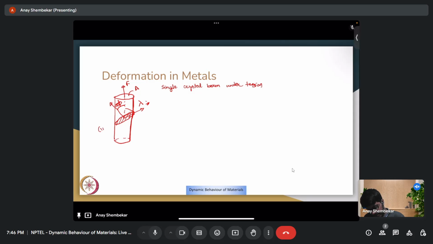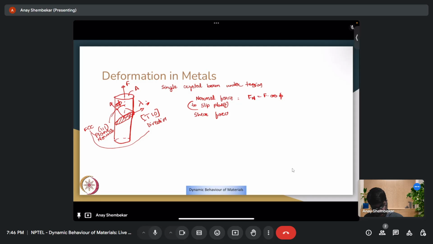For FCC, you can think of this as the 111 plane normal, and this you can think of as the 110 direction, as an example. So you can write the normal force to the slip plane, Fn, as F cos phi, and the shear force along the slip plane, Fs, as F cos lambda.